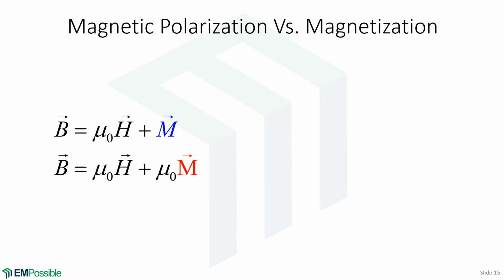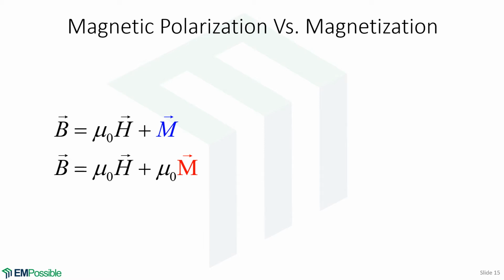I want to briefly mention magnetic polarization versus magnetization. These are essentially the same thing. They're different by one constant, but it can lead to some confusion if you're following along with another textbook. So in this book, we are writing our constitutive relation as B equals mu naught times H plus this vector M, which is the magnetic polarization. And we're writing it this way to show parallels to the electric field constitutive relation.